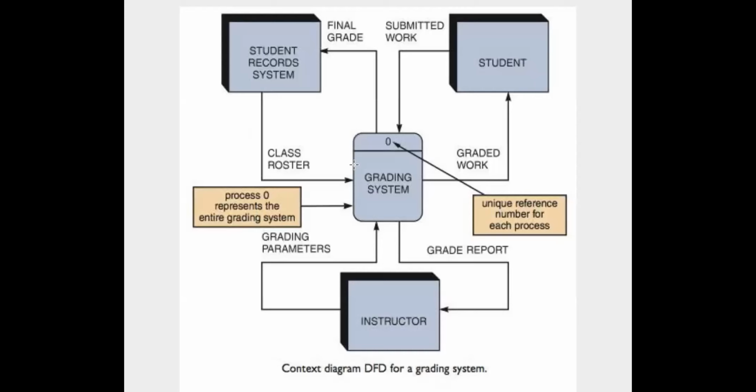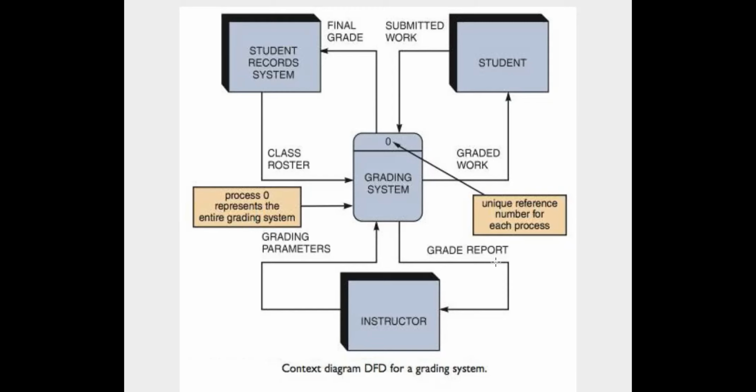Right. Now, going back to our grading system example, we have external entities, and then we have all the data flows. And another thing I want to highlight is what I have noticed, for example, with your seniors: here it should represent only the data. There are no verbs you see here. It says graded work, submitted works, class roster, grade report.